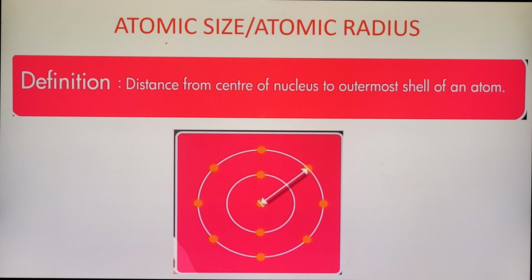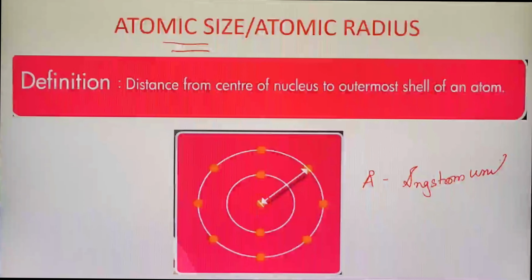So what is the first periodic trend that we are going to start, children? It is called atomic size or atomic radius. Let's first deal with the definition of atomic radius. It is the distance from the center of the nucleus to the outermost shell. And please remember it is measured in angstrom units. That is the unit for atomic radius.